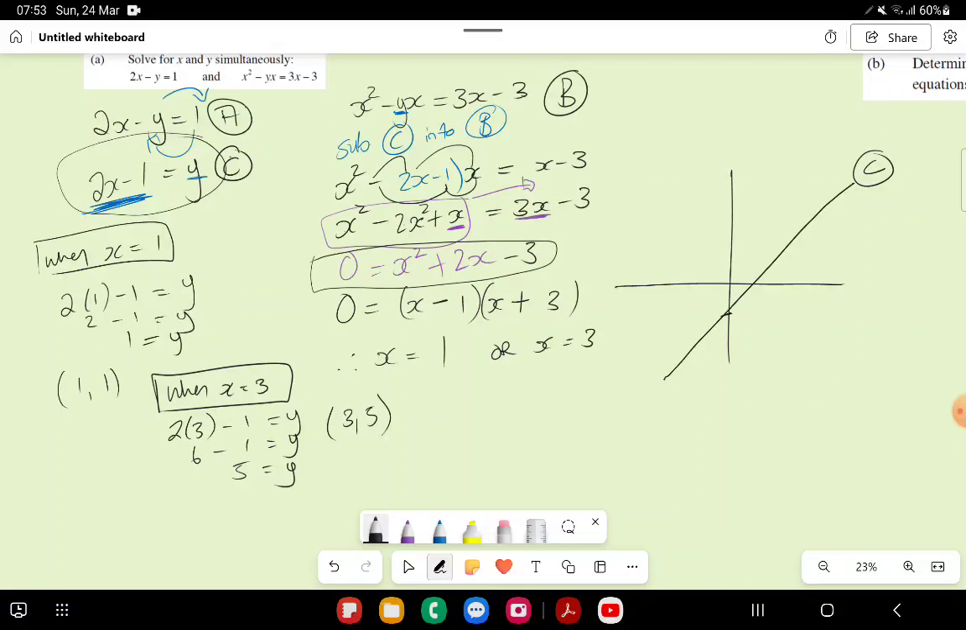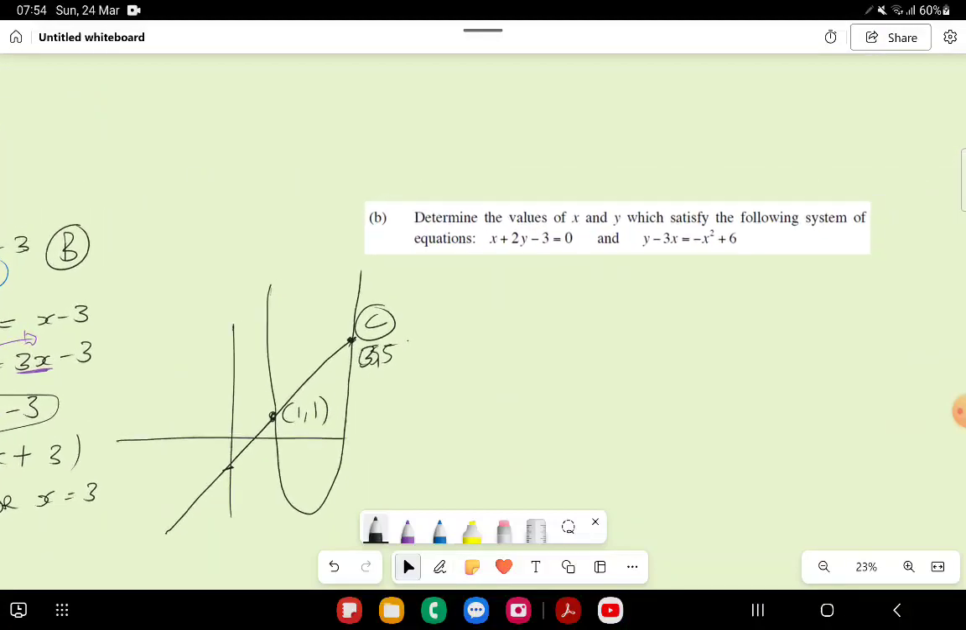And B is going to be a quadratic, and we know it cuts at 1, 1. So where x is 1 and y is 1, let's make that there, 1, 1. And where x is 3 and y is 5, so something like that, 3, 5. So your graph is going to look like that. That is more or less what these two are going to look like.